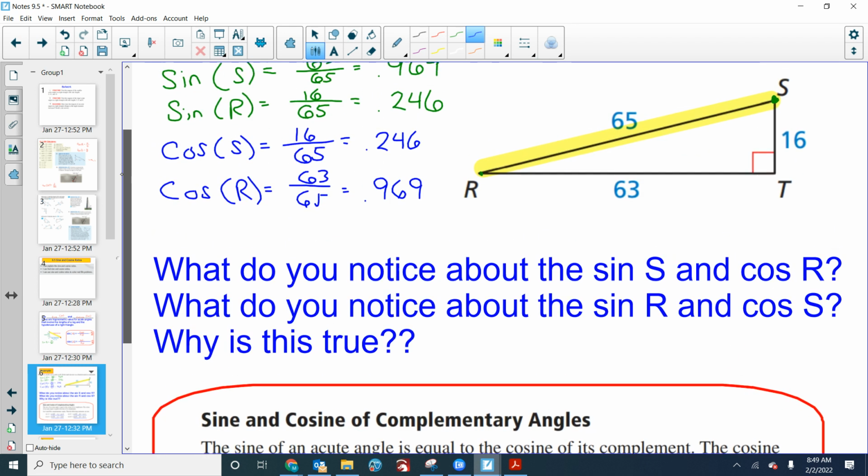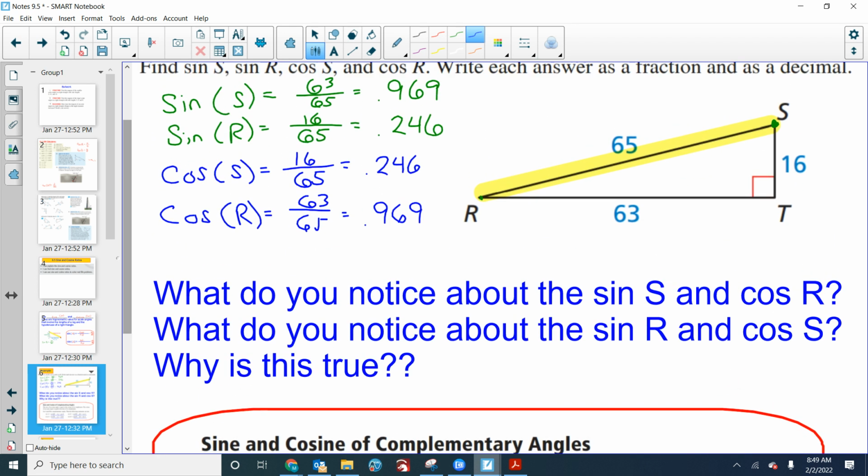Well, not really. Do you agree R and S add up to 90? What if I tell you R is 30? This is going to be more than 10 seconds, so don't hold me to it, because I wasn't sure if you guys were going to get this or not. If that's 30, what's this angle? How'd you get that? The complementary. 90 minus 30 is 60, right?